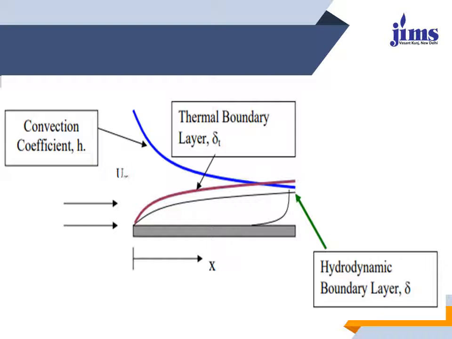The characteristics of hydrodynamic boundary layers are: first, the hydrodynamic boundary layer generally increases when x increases. The hydrodynamic boundary layer thickness delta decreases as the velocity u increases. Delta increases as the kinematic viscosity nu increases, and when the velocity decreases in the downward direction, the boundary layer growth is reduced.